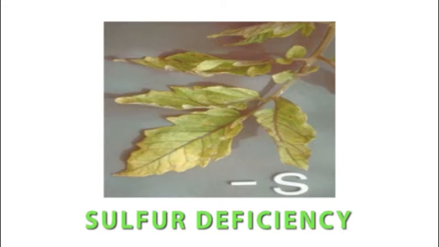The reddish color often found on the underside of the leaves and the petioles has a more pinkish tone and is much less vivid than that found in nitrogen deficiency.